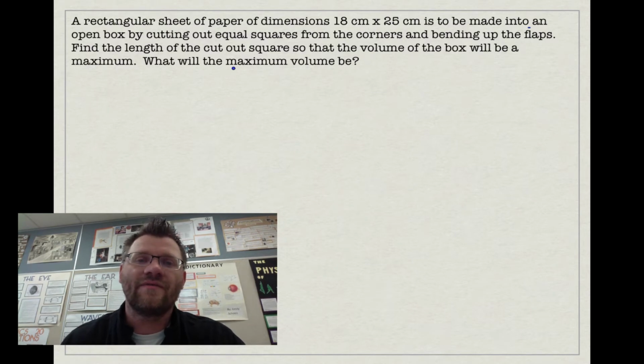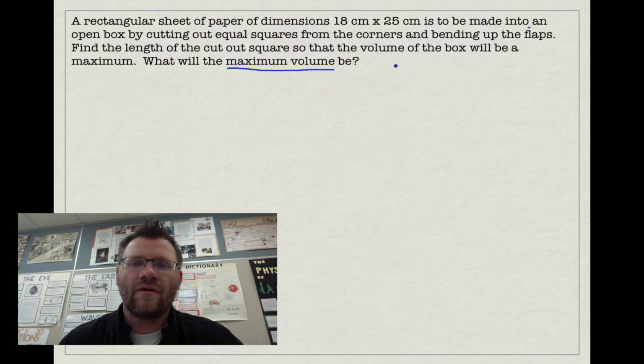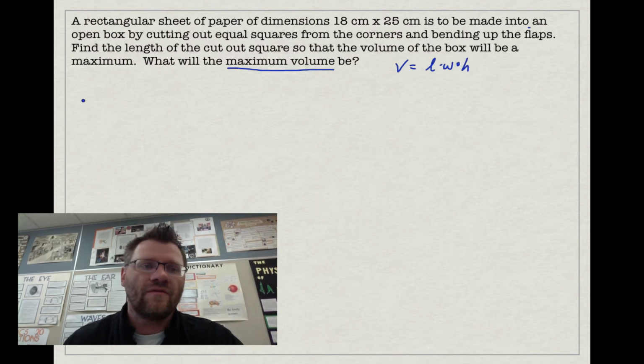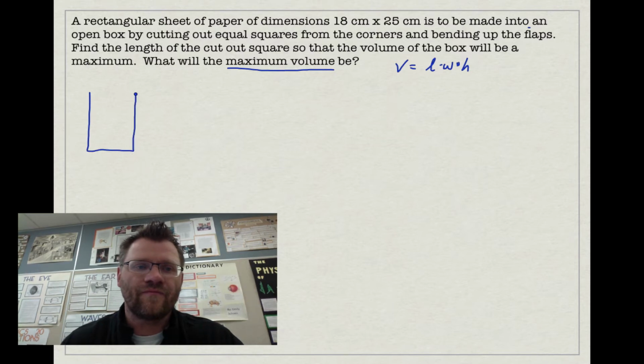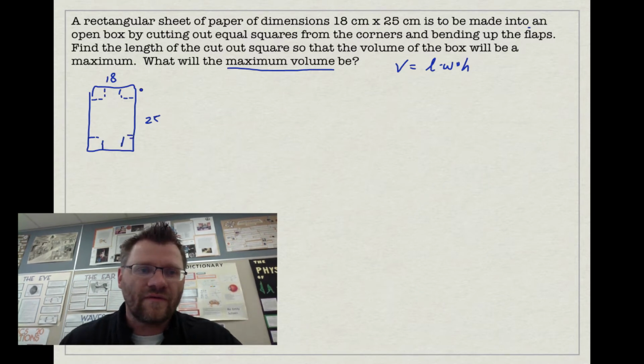So first we need to identify what we're trying to maximize or minimize, and that's volume. So we know right off the bat we're going to need an equation for volume. And it's of a box, so it's going to be length times width times height. So if we draw this sheet of paper, we've got 25 by 18 centimeters, but we're taking out a square on each corner. Now that square is going to have side lengths of x and x all the way around.